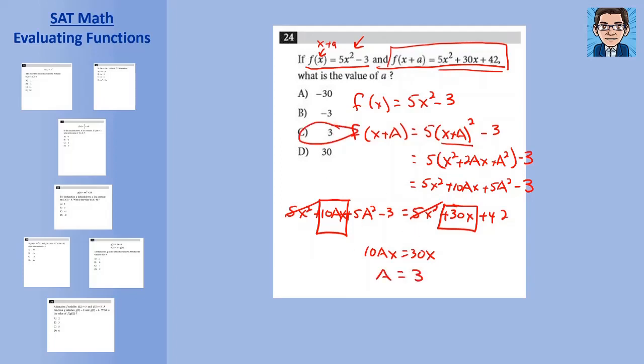Now we could have also done it with the constant term as well. So 5a squared, since a is a constant, equals 42. And you can also see if you set these two equal to each other, you would also get a equals 3. 3 squared is 9. 9 times 5 is 45. Minus 3 is 42. But we don't really need to do more than one or the other in order to get our answer for a equals 3, and C is our final answer on that.